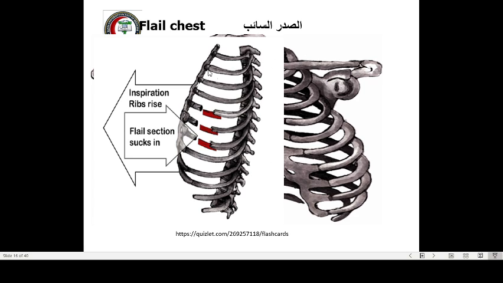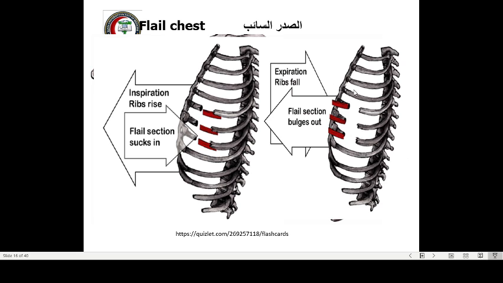In inspiration, the chest wall and the thoracic cage are expanded to the outside. There is negative intrathoracic pressure inside the chest. This negative pressure causes suction of the broken segments to the inside. So in inspiration, all the chest wall and thoracic cage is expanded outwards, while the broken segments are sucked inwards by the negative intrathoracic pressure.